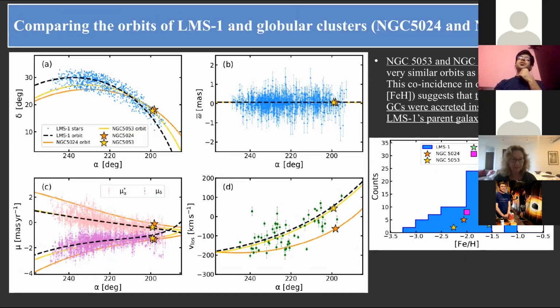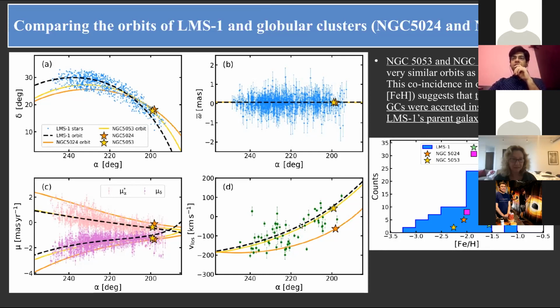Then we can play a slightly different game. What we can do is compare the orbits of LMS1 and the globular clusters of the Milky Way, and see which globular clusters have orbits similar to the orbit of LMS1, which would mean that these globular clusters must have been accreted within the parent galaxy of LMS1. So here I'm comparing the orbit of LMS1 in black with the orbits of two globular clusters, NGC 5024 and 5053. As you can see, the orbits of these globular clusters are consistent with the distribution of data points of LMS1 that you can see here.